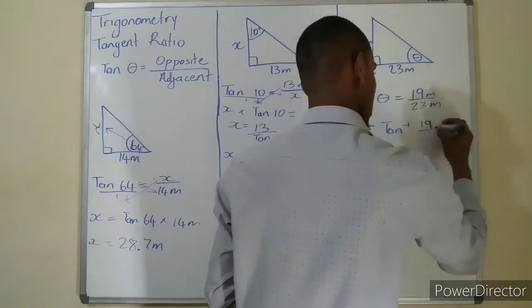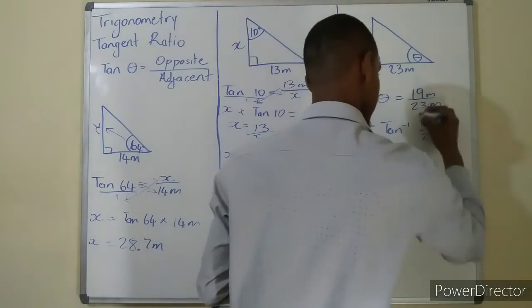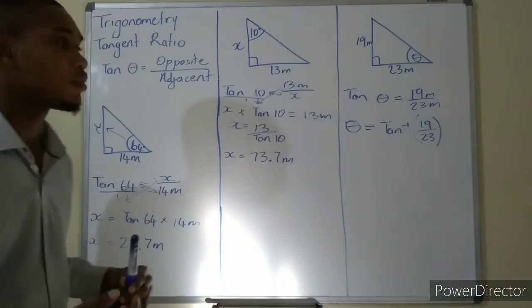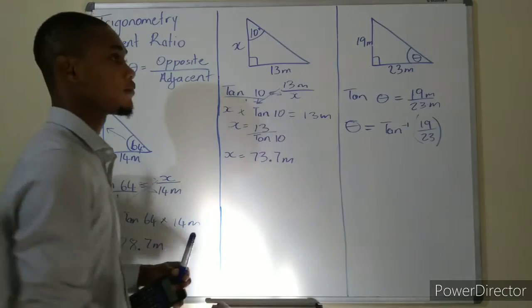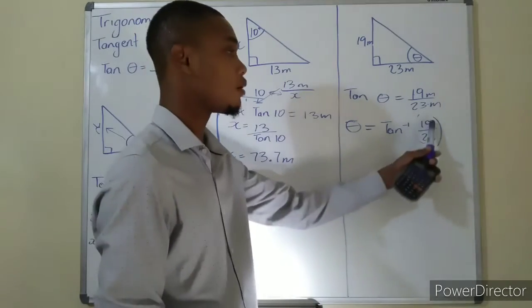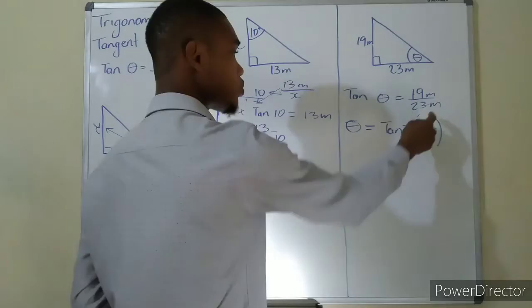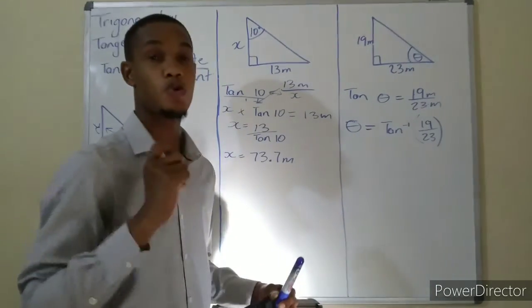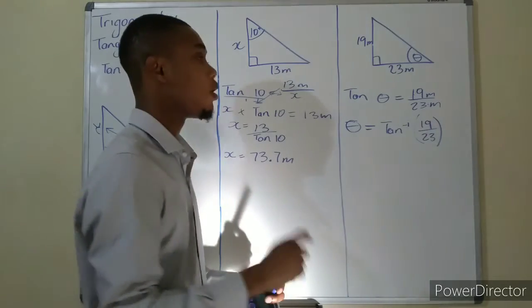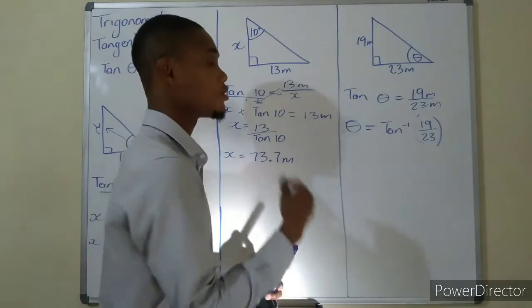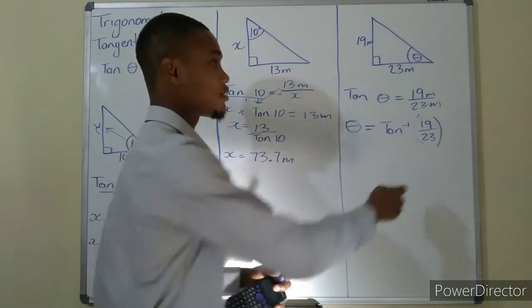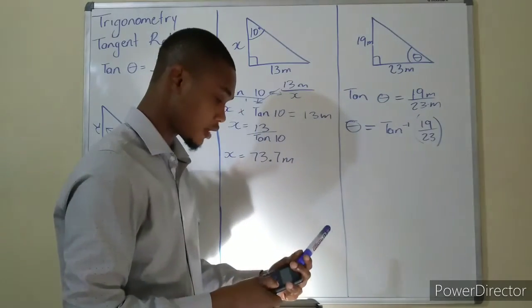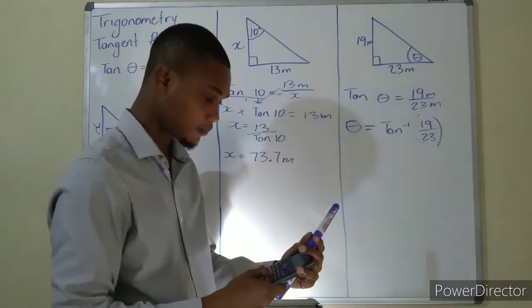19 over 23. Now please note, unlike with sine and cosine, where you cannot have the bigger number at the top, this one can give you an answer if the numbers were alternated. So you have to be extremely careful how you place the numbers in, because you will get an answer regardless of what you put in. So you must ensure that you're typing in the correct thing.